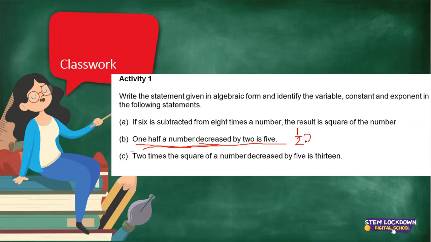Let's say the number is x. Half a number decreased by 2, so subtract 2, is 5. So the answer is equal to 5.